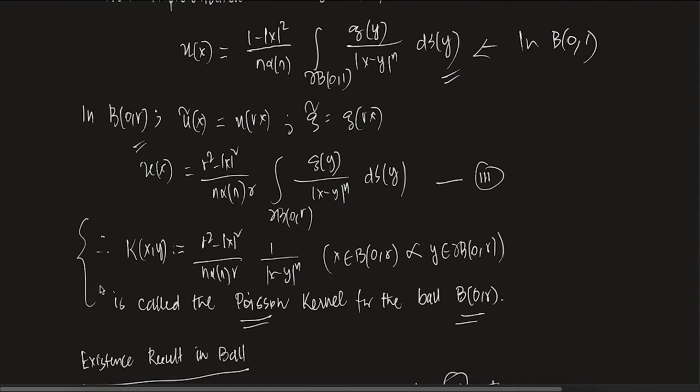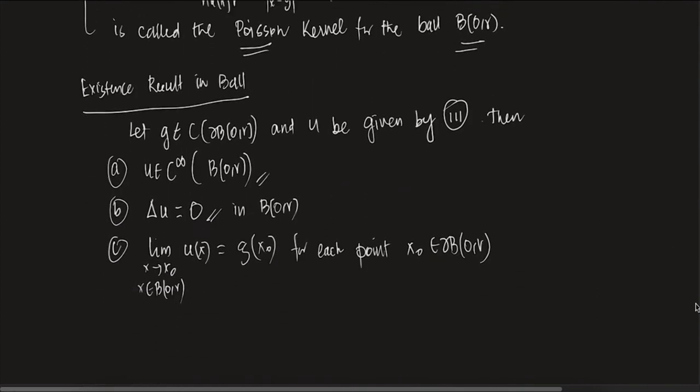Please remember, this is important. This is called a Poisson kernel. See, g is given to you, nothing special there, and we just incorporated g. And what did you get? The u which you get from here is C infinity, Laplacian of u satisfies zero, and the boundary condition is satisfied in this way. You take any point on the boundary, and that is approached by u. The limit as x tends to x naught, u of x goes to g of x naught. So with this we are going to end this.